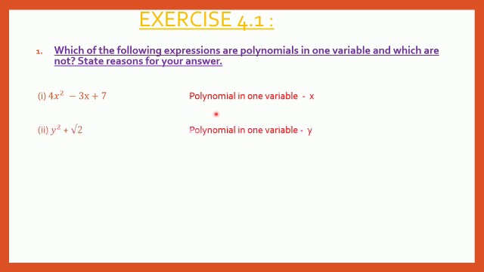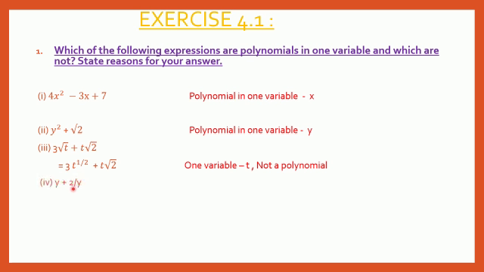Second question, y square plus root 2. Here we have only one variable, that is y, and the power is also a whole number. So it's a polynomial in one variable, that is y. Next question is 3 root t plus t root 2. This expression can be written as 3t to the power half plus t root 2. Here we have only one variable, that is t, but 1 by 2 is not a whole number, so it is not a polynomial.